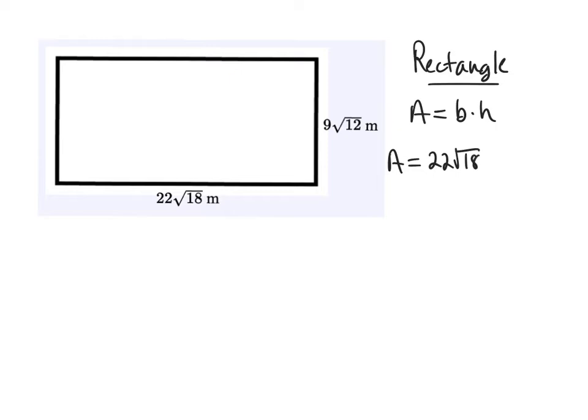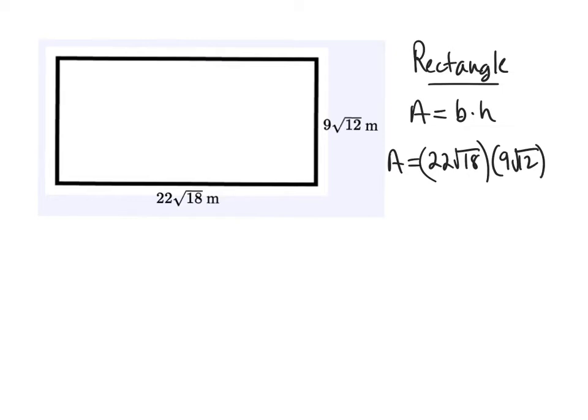The area of a rectangle, the formula is the same as the area of a square. The area is base times height. In this question, the area then would be 22 root 18 times 9 root 12.